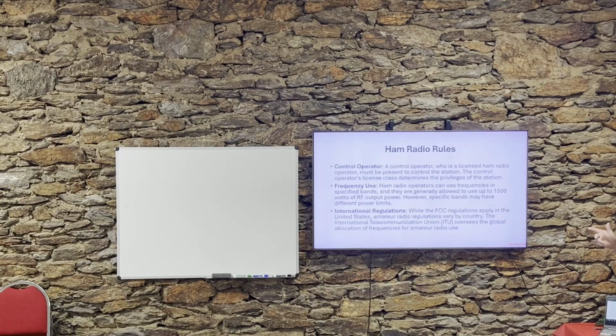International regulations. While the FCC regulations apply in the United States, amateur radio regulations vary by country. The International Telecommunication Union, ITU, oversees the global allocation of frequencies for amateur radio. So the ITU, you'll see that if you go to get your ham license and you get the book. You'll see ITU in there, and they kind of control the worldwide part of it.